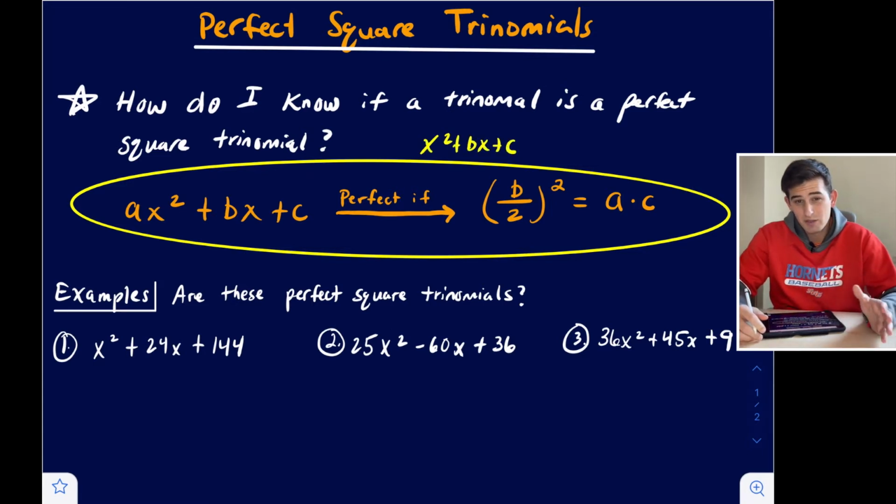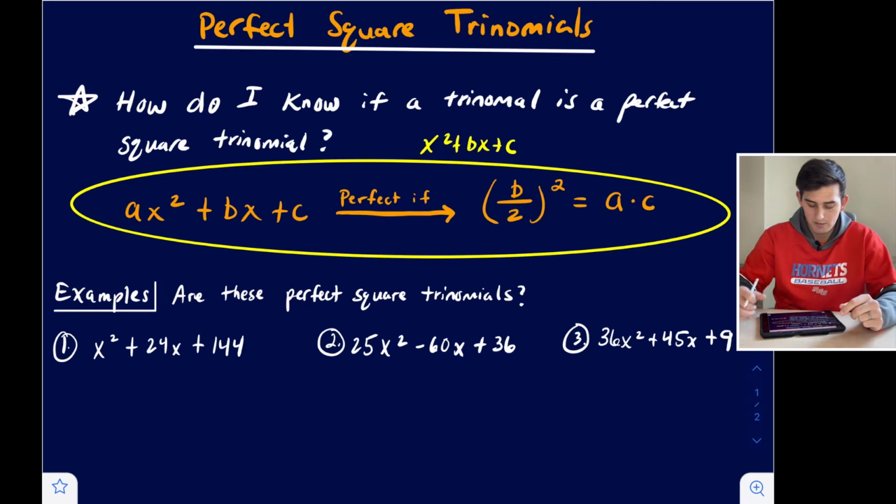Well, this trinomial would be a perfect square trinomial if we take the number that's in the place of b and we divide it by 2, and then we square it. And if that's equal to a times c, then it's a perfect square trinomial. So let's check a couple of these down here at the bottom. Are these perfect square trinomials?